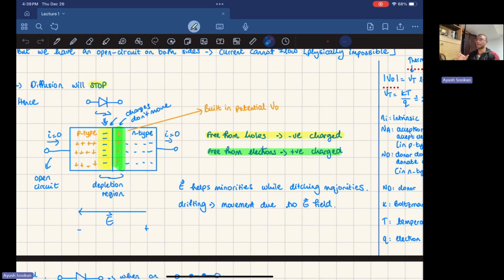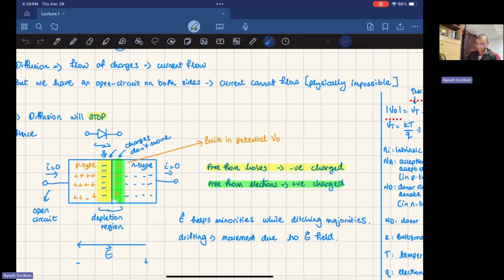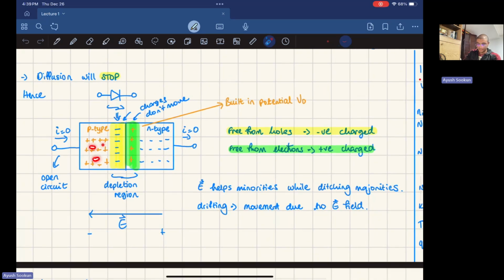As we said earlier, you have diffusion occurring. So you have more on one side going to the less, and less going to the more. So let's say you had a couple of negatives here, right?